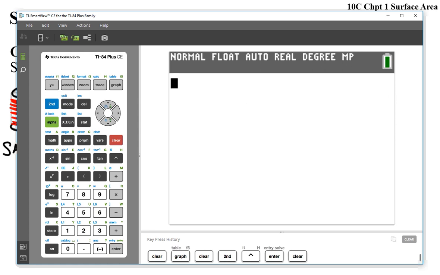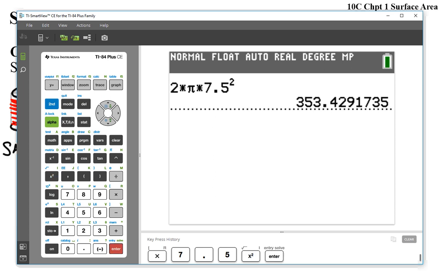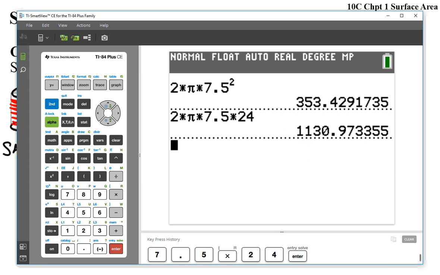So when we do this calculation, I would want 2 times pi, so I get the pi in there, times the radius, which is 7.5, and we want that squared. There's my first calculation. My second calculation is 2 times pi times radius times height. Radius is 7.5 times the height, which is 24, and there's what we get. And I need to combine those two terms.